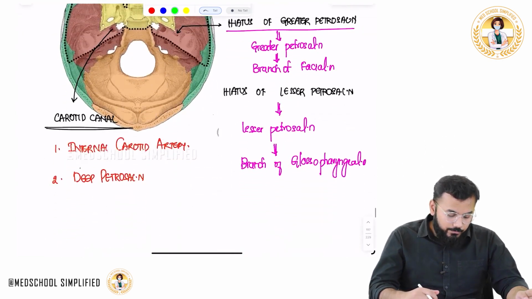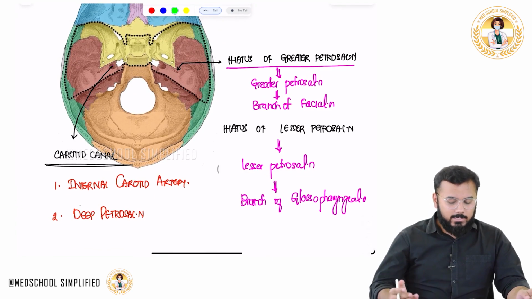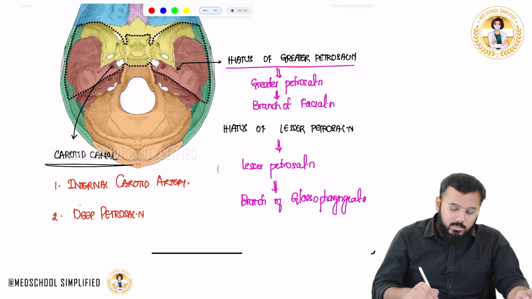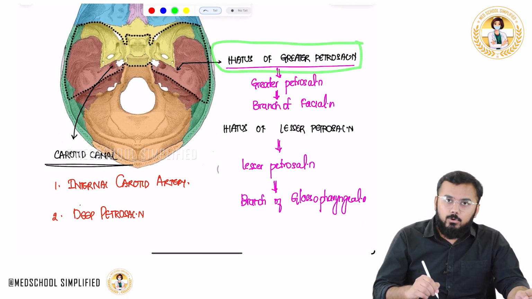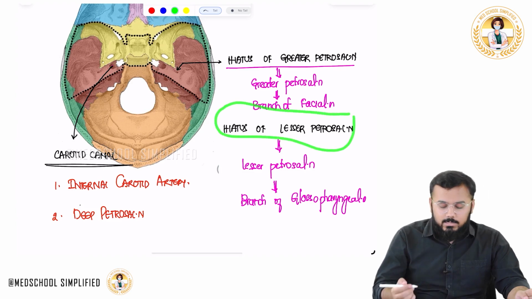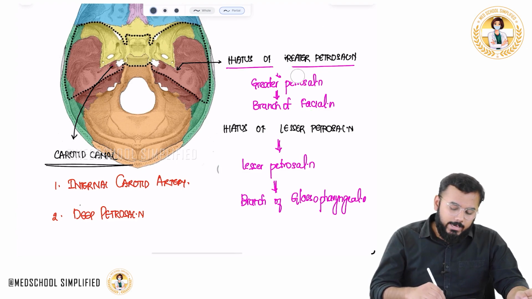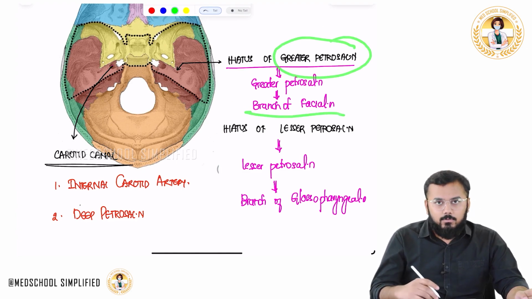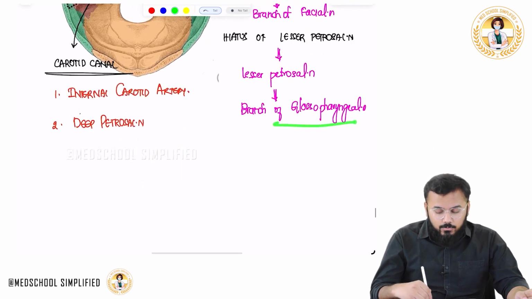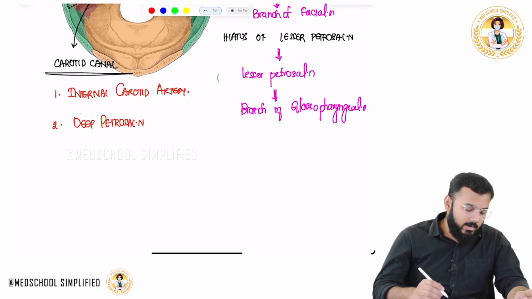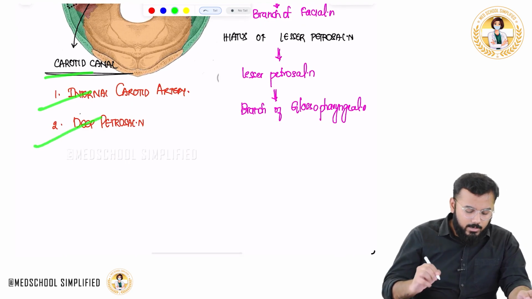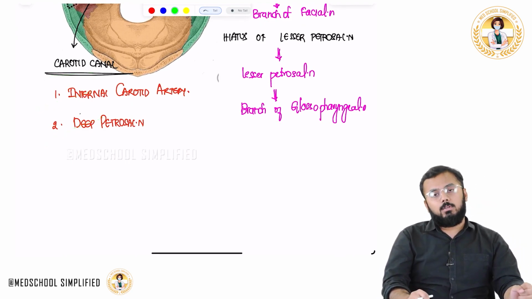Other foramens which you can see over here are the hiatus of the greater petrosal nerve and the hiatus of the lesser petrosal nerve. Obviously, through these hiatuses, what will pass? The greater petrosal nerve, which is a branch of the facial nerve. The lesser petrosal nerve is a branch of the glossopharyngeal nerve. And finally, we have the carotid canal, where the internal carotid artery and deep petrosal nerve pass.